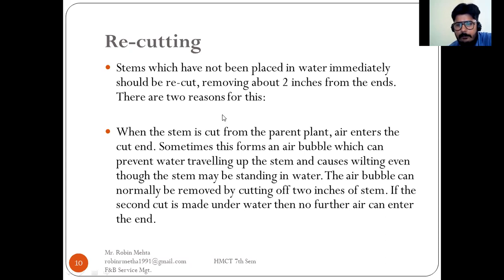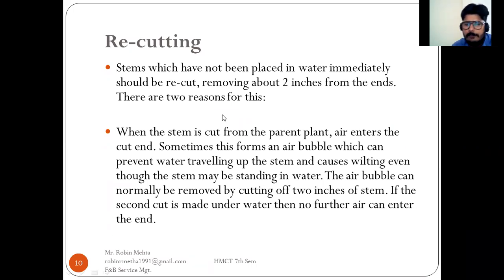So whenever we are cutting from there, like maybe it is a garden, or a nursery, or a terrace garden, or any place where we get that particular plant, the air enters the cut end, from where we give the cut to that plant. Sometimes this forms an air bubble which can prevent water traveling up the stem and cause withering, even though the stem may be standing in water.